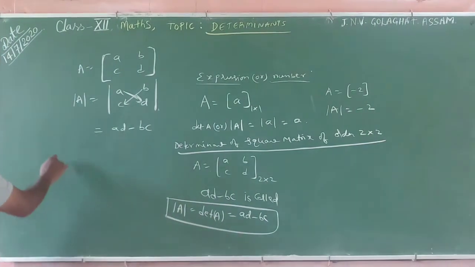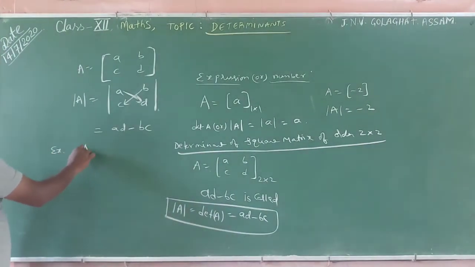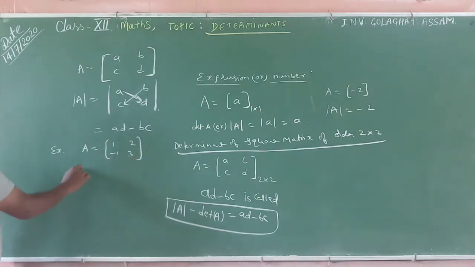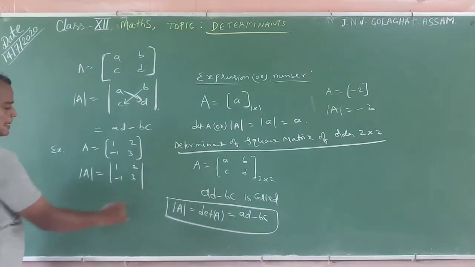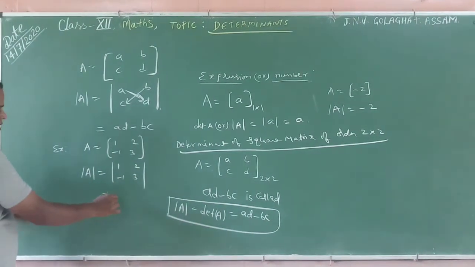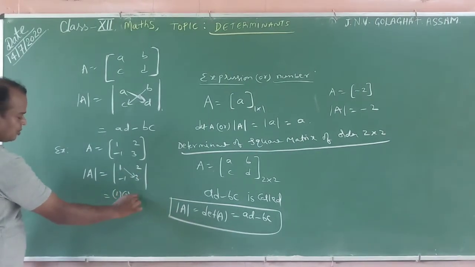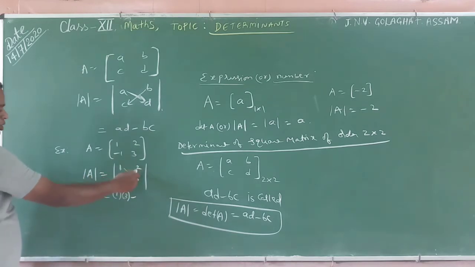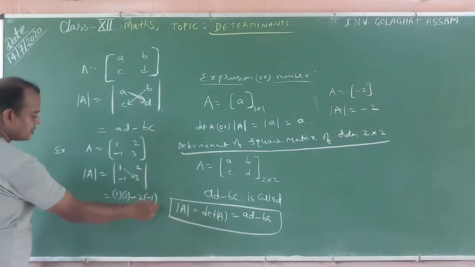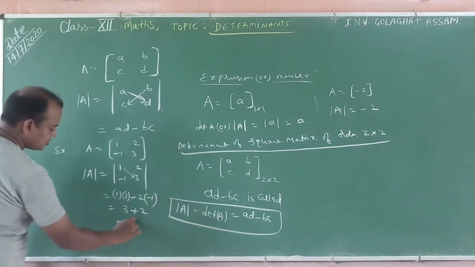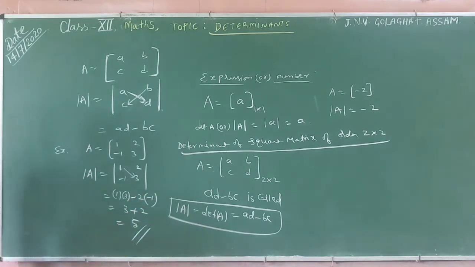Now we take an example. Suppose A = [1, 2; -1, 3]. Determinant of A is equal to |1 2; -1 3|. Now what is the formula? This is ad, 1 into 3, minus 2 into -1. 1 into 3 is 3, minus into minus is plus, 2 into 1 is 2. 3 plus 2 is 5. The determinant of A is equal to 5.